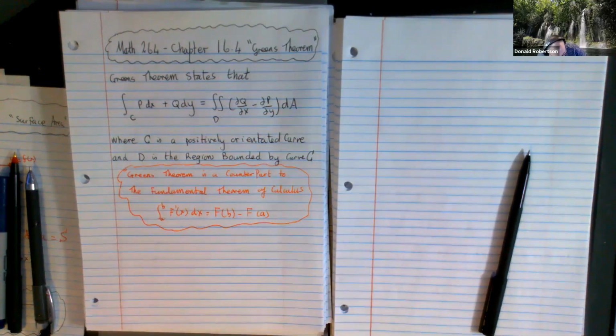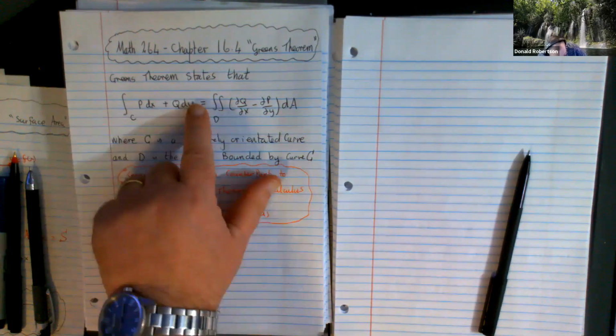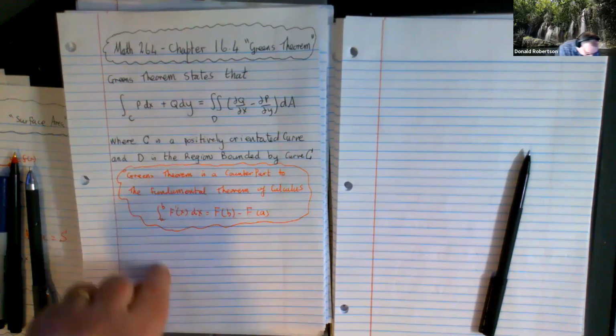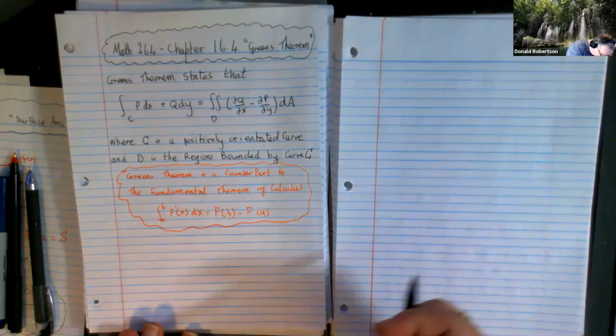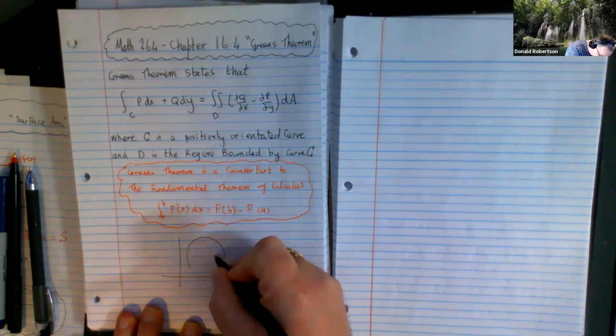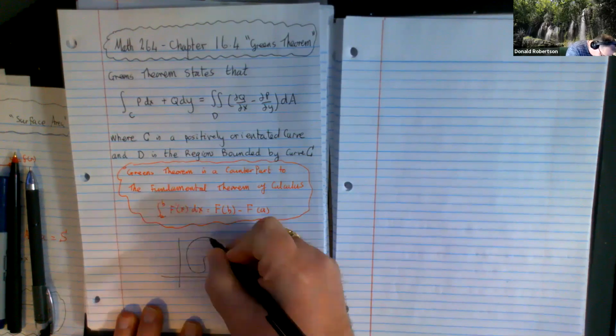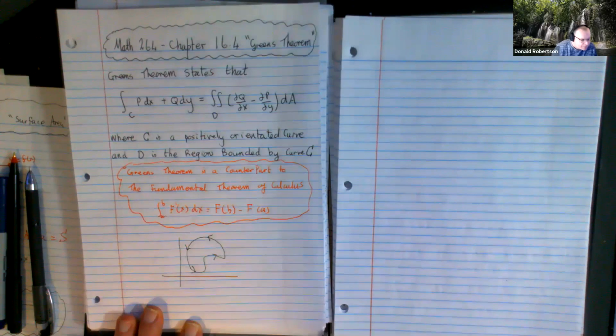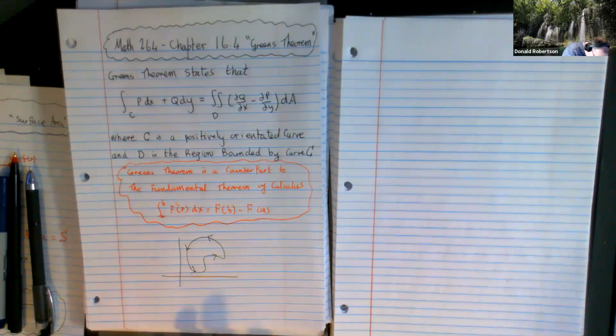So we are talking about a situation where this curve C has a start and a finish, and it basically loops round. So can you imagine that C is this kind of curve? That's what C looks like.